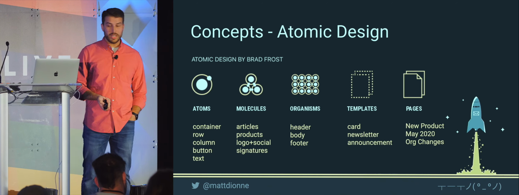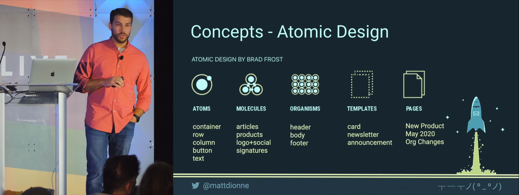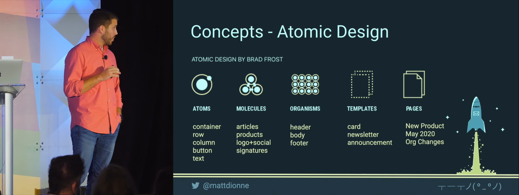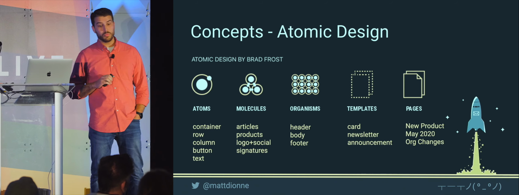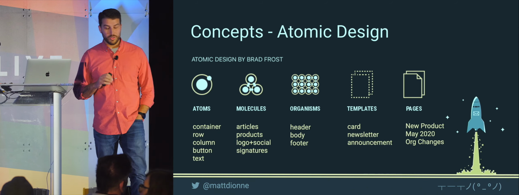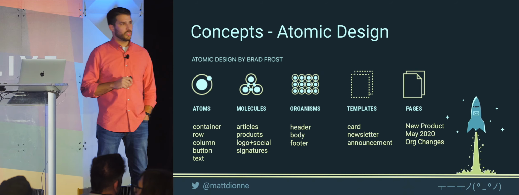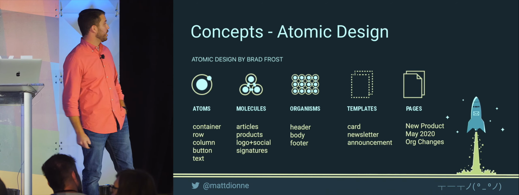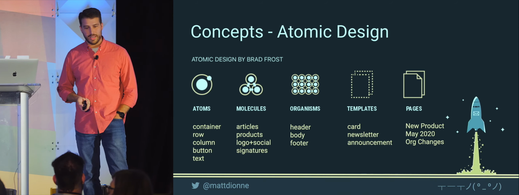In email world, what that looked like was, in the atoms, we would have like your body, your container, rows, columns, buttons and text and things like that. Those atoms would get grouped into molecules, which would be your articles, product blocks, your logo and social signatures. And then those organisms would be grouped into like headers, body, footer, templates, generic level, cards, newsletters, announcements, and then you would assemble those into like new products, the May 2020 newsletter, org changes, and things like that.